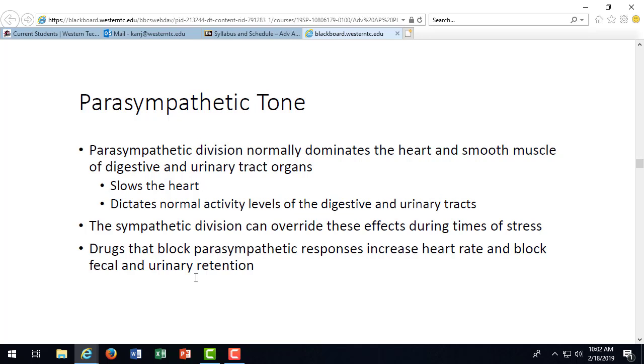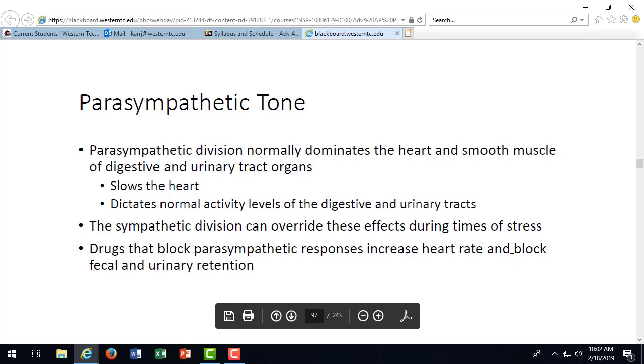If we're blocking the rest and digest, we're going to promote fecal and urinary retention. So you should cross out the word block and say promote, because you're blocking the parasympathetic response. So this would cross out this block and write promote.